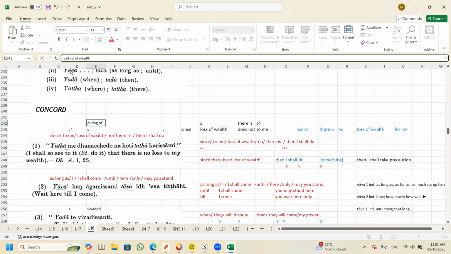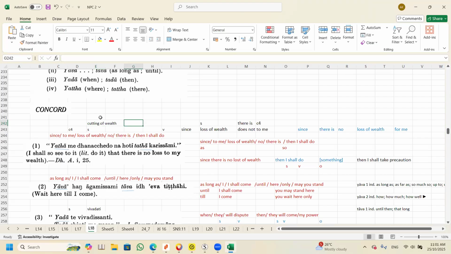Cutting, or because this is a noun, cutting or ending of wealth. Okay, so in this case, we should change these two into this: loss of wealth. This word is not "loss", so we take the literal meaning, loss of wealth. So this becomes a subject.